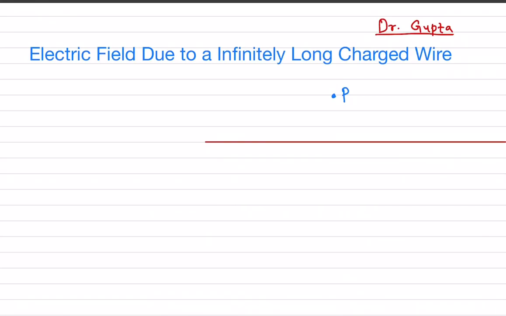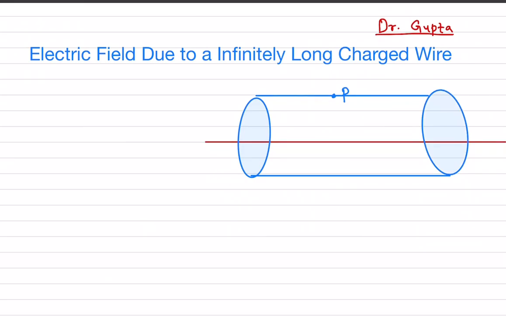The choice of a Gaussian surface is entirely up to you. You can choose any surface, but just to make the integration possible, we choose a Gaussian surface such that we can perform the integration easily. So in this case, we're going to choose the Gaussian surface to be a cylinder, just like this, and let's assume this distance is r.